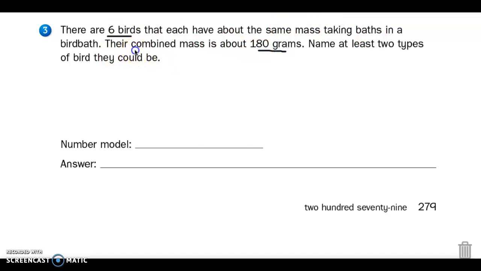What does combined mean? What is that telling us that 180 is? If their mass is already combined, that means this is the total. So when we have the total and we need to split it into smaller groups, we need to divide. So I'm taking my total and dividing it into 6 groups. So now we're going to figure out how much 180 can be divided by 6 and split into 6 parts.